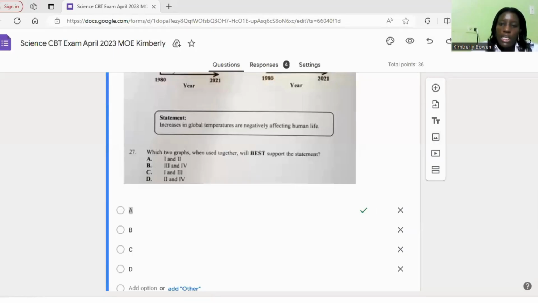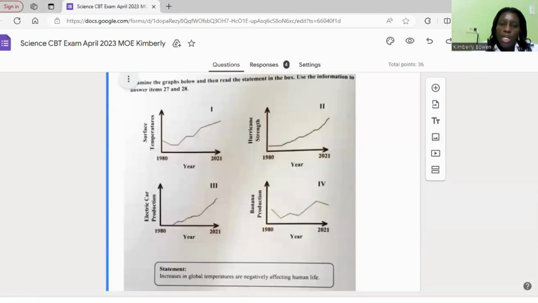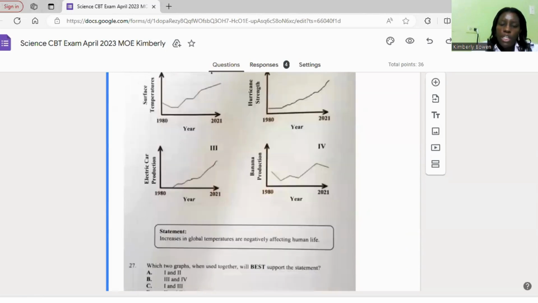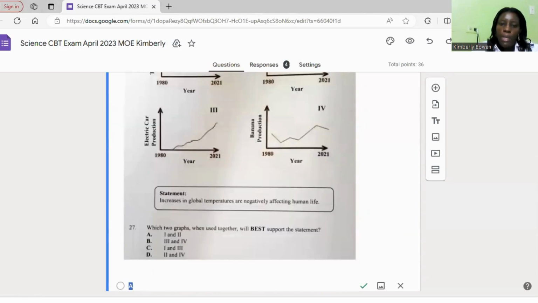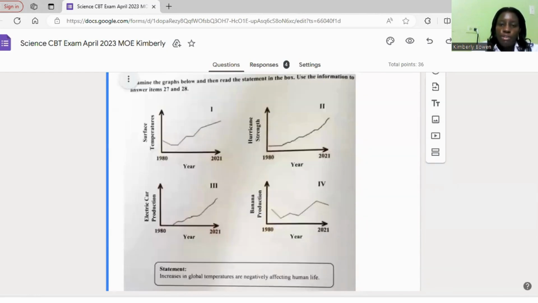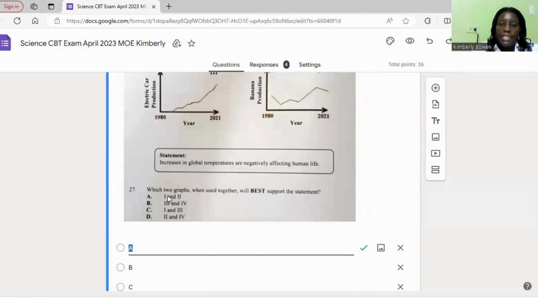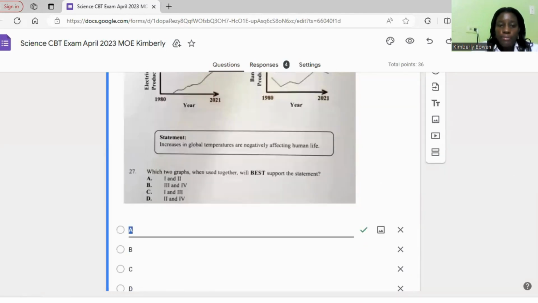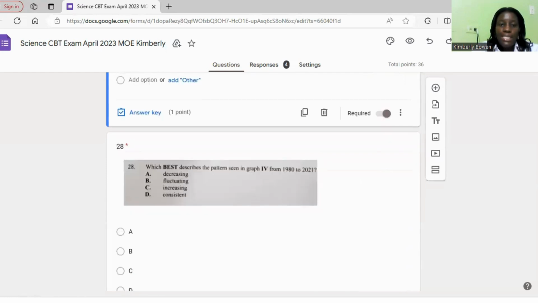So the correct answer is A, because electric car production and banana production doesn't really affect humans' life. When there is an increase in surface temperatures, and that helps to increase hurricane strength, we know that we're all affected when we have strong hurricanes. So the answer is I and II, or 1 and 2. So the correct answer is A. Move on to number 28.